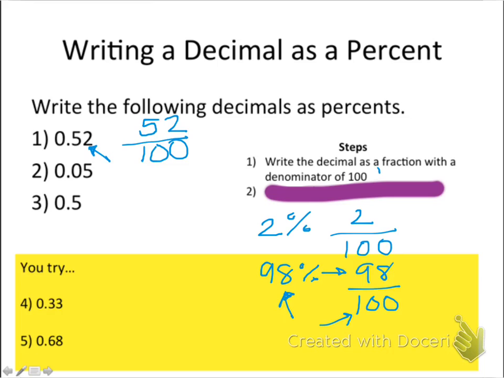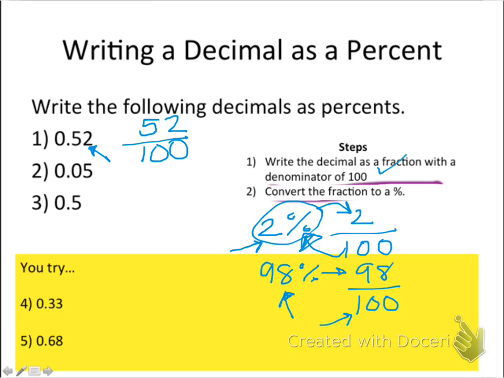Okay, so we've done step 1. Yay, let's find out what step 2 is. Step 2 is convert the fraction to a percentage. Okay, so before I said that a percentage just means that number out of 100. So before we were going from a percent to a fraction, but now we want to go the opposite way. So what 52 out of 100 is as a percent is 52%. Let's do the next one together. That's step 2.